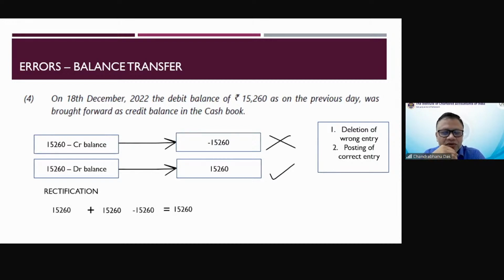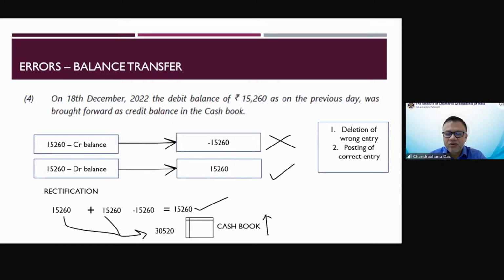So for rectification, you have to first nullify this entry. You have to nullify this 15260 so that you can add another 15260. So that means a 3520 entry has to be taken, which was not taken, because instead of debit, the balance became credit. To rectify it, to remove this 15260, you have to take 3520. Then only your cash book will increase. If there is any doubt, please ask me, then I can move further. If any doubt, you can raise hands.